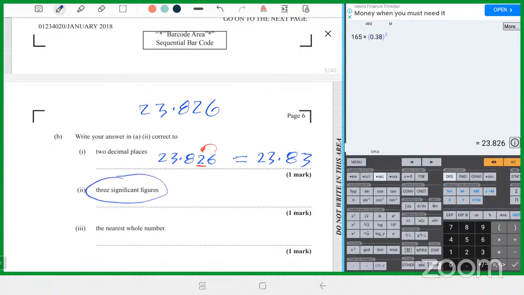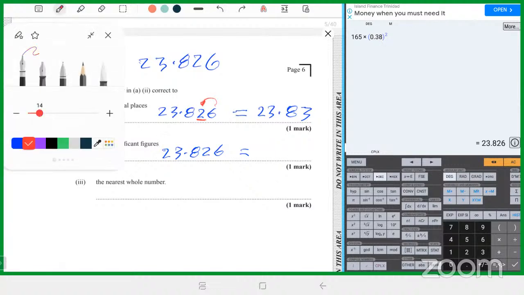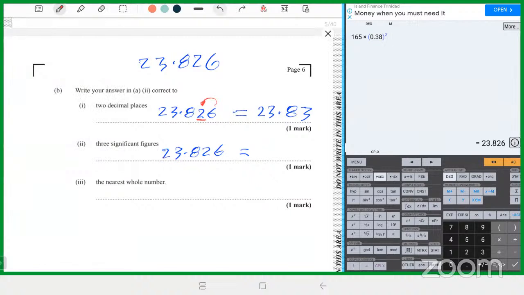Then they want it corrected to 3 significant figures. Let me write it again to show the process: 23.826. You start counting significant figures from the left to the right. The first non-zero value is your first significant figure. This is the first, this is the second, and this is the third. Remember, when you make your correction, the size of the number must not change. This number is in the 20s, so your answer still must be in the 20s.